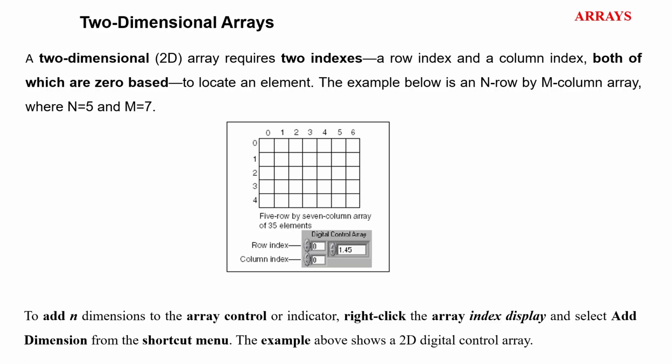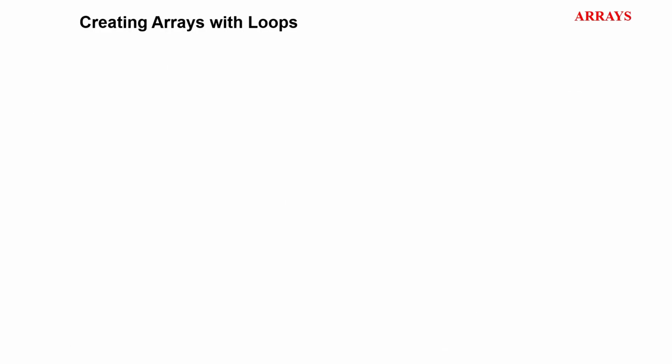To add n dimensions to the array control or indicator, right-click the array index display and select Add Dimension from the shortcut menu. The example above shows a 2D digital control array.